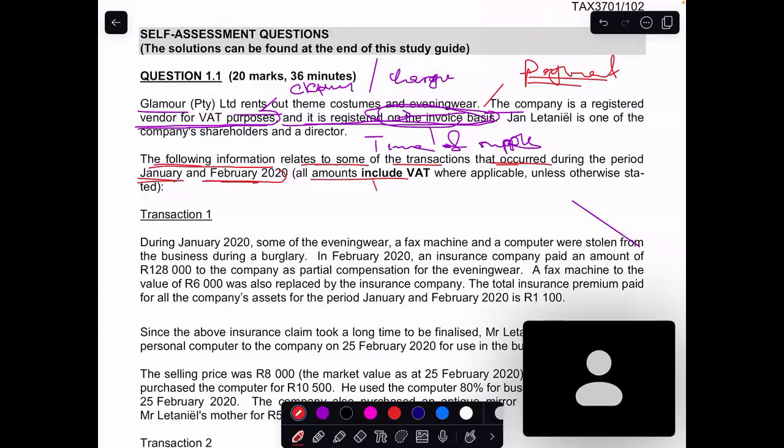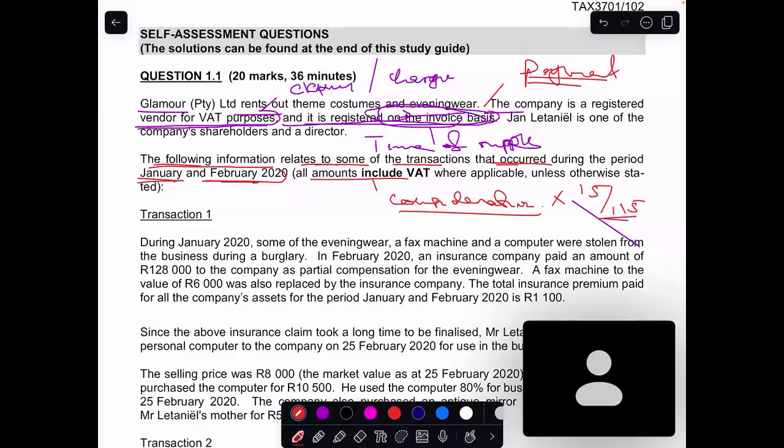All amounts include VAT. So in other words, all the amounts given are simply a consideration. What did we say on consideration? We said consideration is an amount inclusive of VAT, and therefore we calculate VAT by saying 15 over 115. We calculate the VAT portion by saying consideration times 15 over 115.